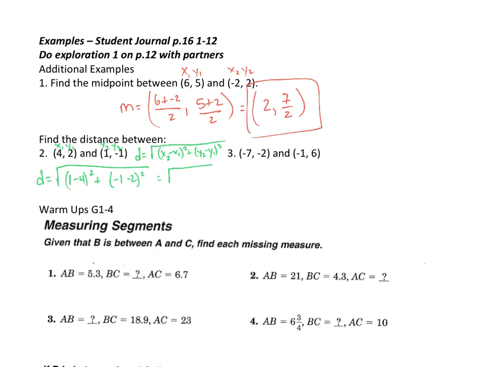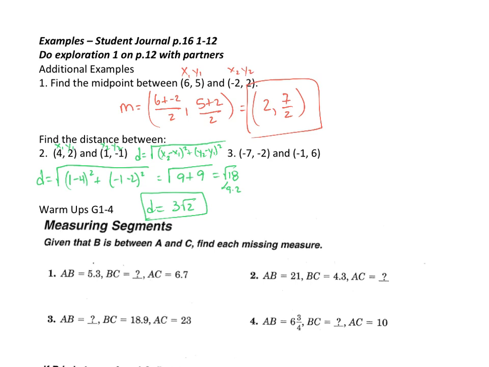Cleaning this up, this becomes negative 3 squared, which is 9, and this also becomes negative 3 squared, which is 9, which is the square root of 18, and I'm going to reduce this for you. That's 9 times 2, so this becomes 3 root 2 as my distance. Let's go ahead and work out this next one.